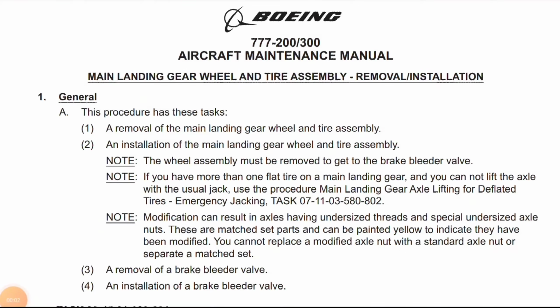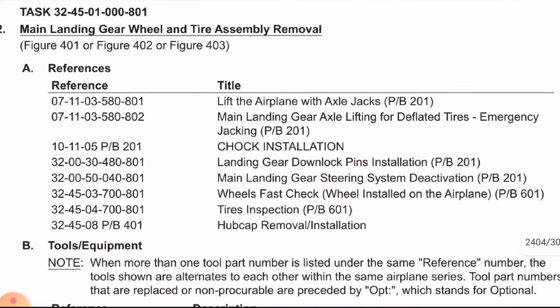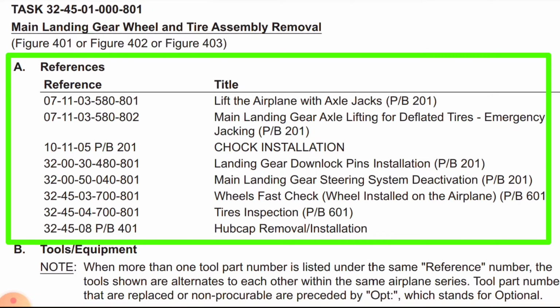Now let's see an example of a Boeing manual. So here is the same reference for main landing gear wheel replacement. In part 2 you will see the reference for all the subtasks. So same as in Airbus, all these subtasks can be written into individual separate entries.